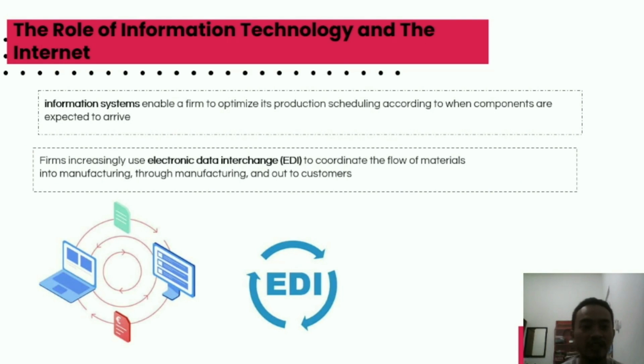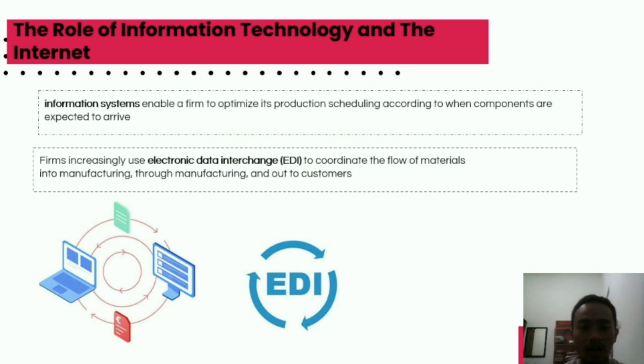Okay, so the next one is the role of information technology and the internet. Web-based information systems play a crucial role in modern materials management. By tracking component parts as they make their way across the globe toward an assembly plant, information systems enable a firm to optimize its production scheduling according to when components are expected to arrive.